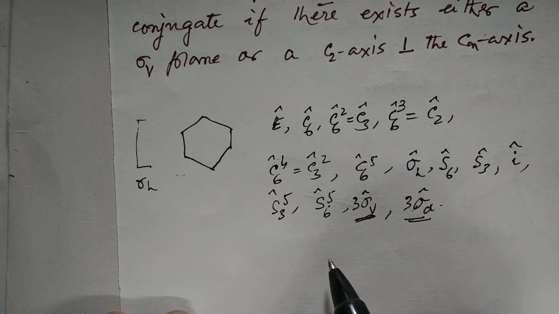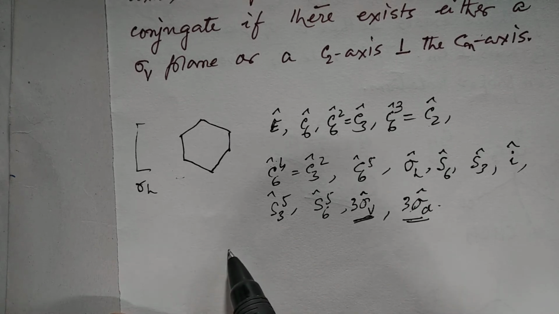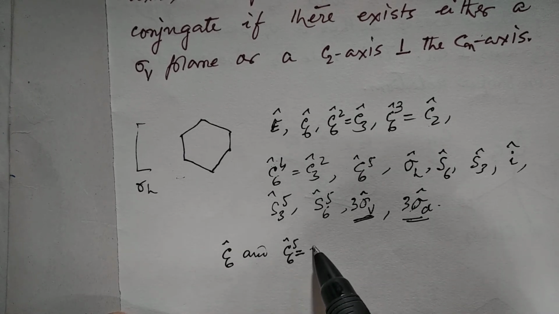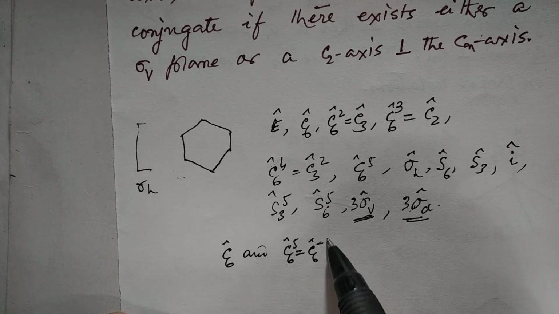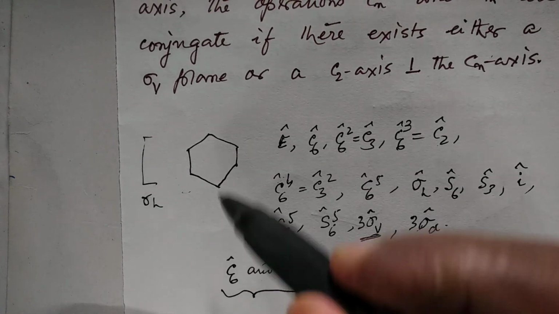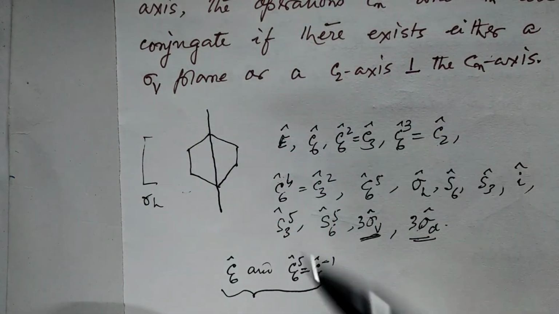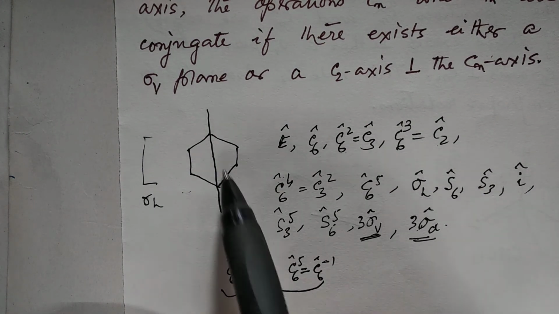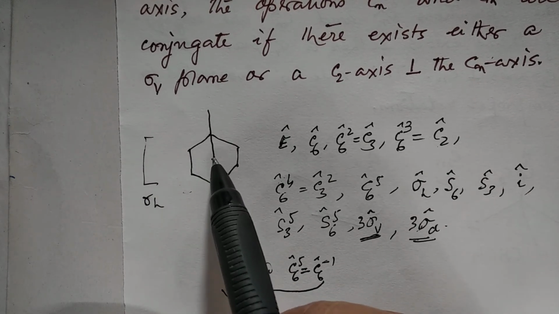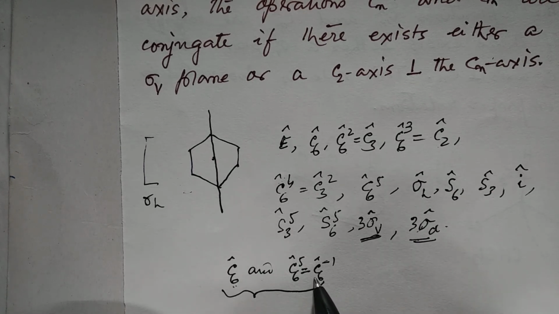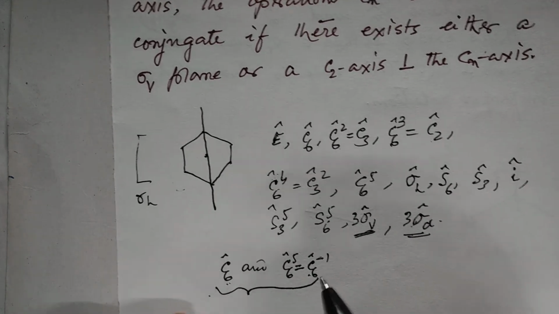Now, we see that C6 and C6 to the power 5. C6 to the power 5 is actually C6 inverse. These two operations are conjugate because of the presence of a reflection plane like this. There are many reflection planes. If even a single reflection plane containing the rotation axis is present, then the rotation and its inverse operation will be conjugate.